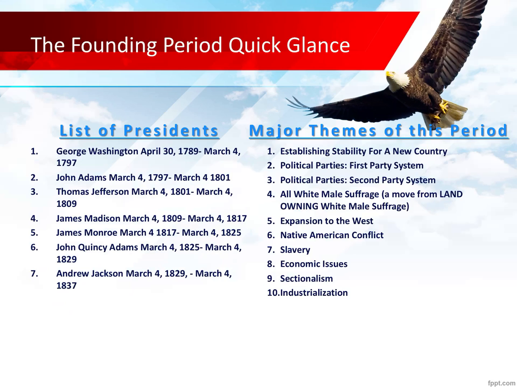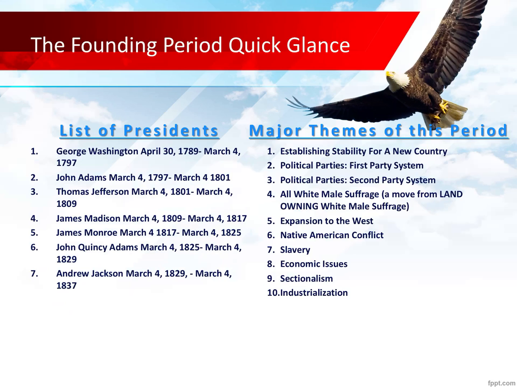Expansion to the west. Our nation is going to move westward. In 1776, the western border of the United States was the Ohio River. Think about that. Native American conflict. Slavery is a major issue during this time period that will only ramp up later. Economic issues. We're talking about a time period where there's a lot of depressions.